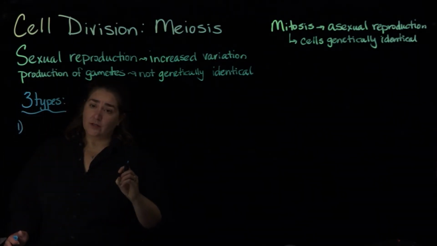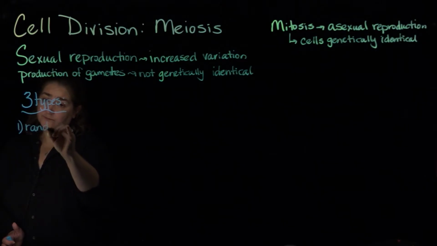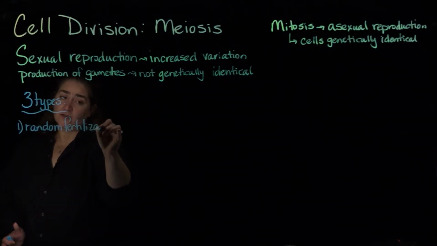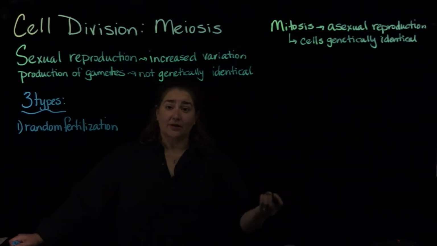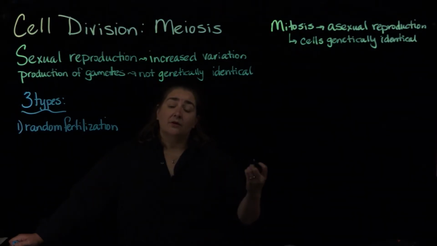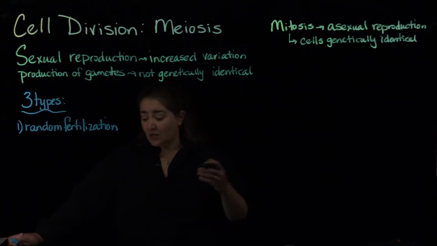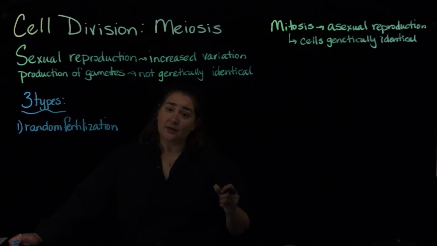The first one is that you've got random fertilization. So when you have a mating pair, all right, whether you're talking a human mating pair or a different species, the egg and sperm that meet up are going to be random. They're going to be randomly selected, and they're going to have a random assortment of chromosomes in them that come from that particular individual, okay? So the random fertilization of the egg and sperm, that's the first way that we get variation.